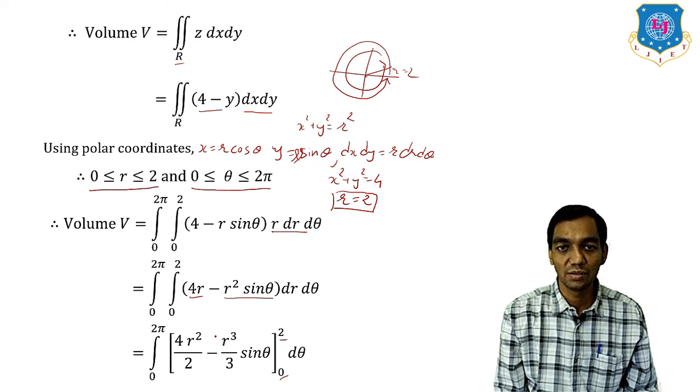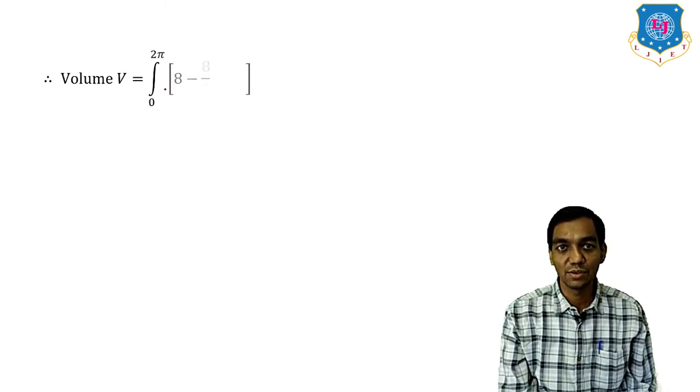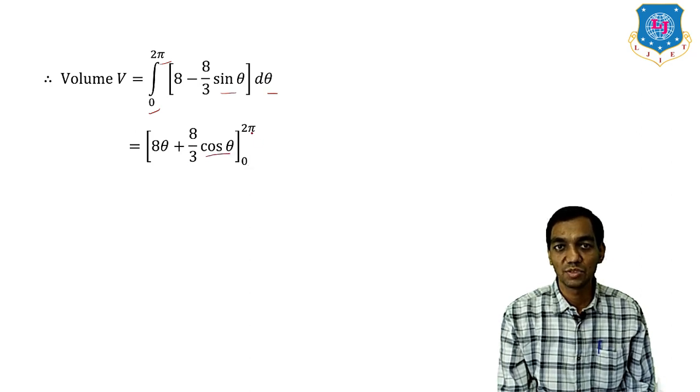Now first put the limit. So 2 squared is 4, 4 into 4 is 16, by 2 that will be 8, minus 8 by 3. And if you put 0, then both terms are going to be 0. So we have the integration V is equal to integration from 0 to 2 pi of 8 minus 8 by 3 sine theta d theta. Integration of 8 is 8 theta and the integration of sine is minus cos. So you will have plus 8 by 3 cos theta. Now limit is from 0 to 2 pi.